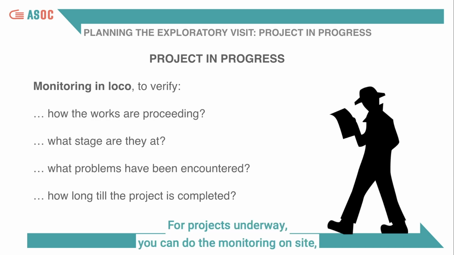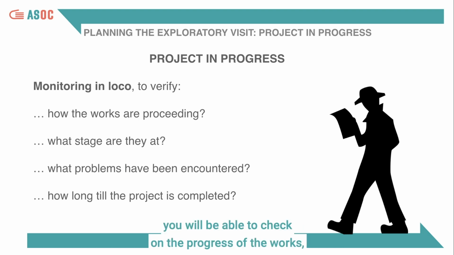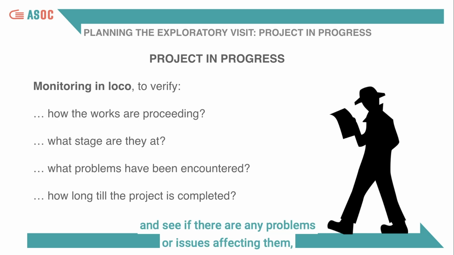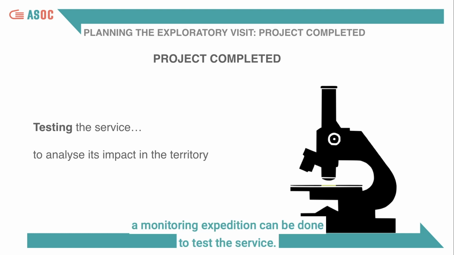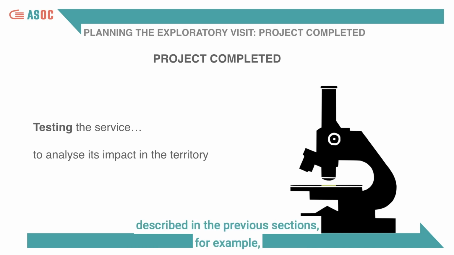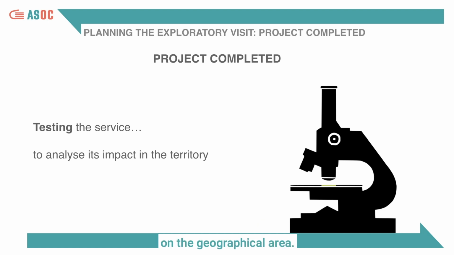For projects underway, you can do the monitoring on site in the most traditional sense of the term. With a field visit, you will be able to check on the progress of the works, the stage of the works, and if there are any problems affecting them, and ascertain how long till the end of the project. On completed projects, a monitoring expedition can be done to test the service. Using some of the research methods described in the previous sections, for example, you can do an initial analysis on the impact the project is having on the geographical area.